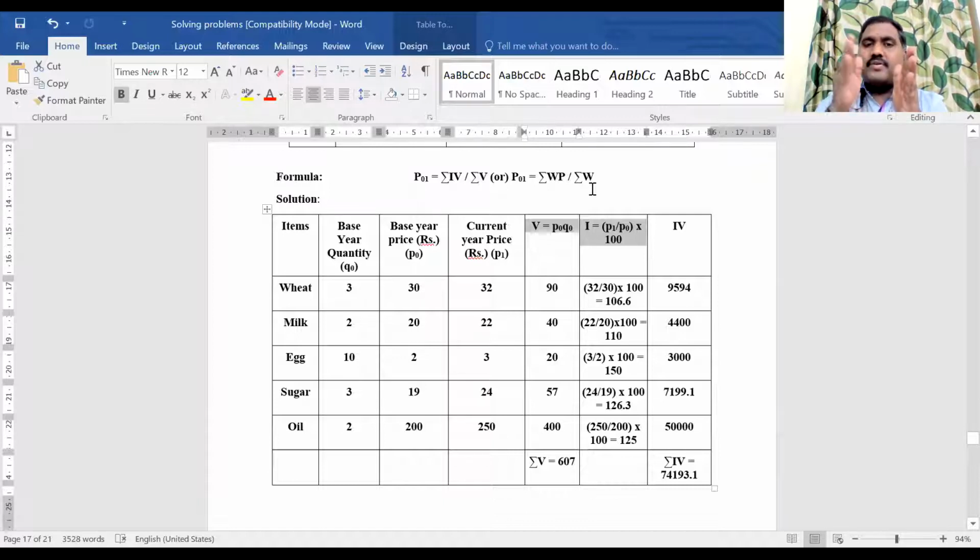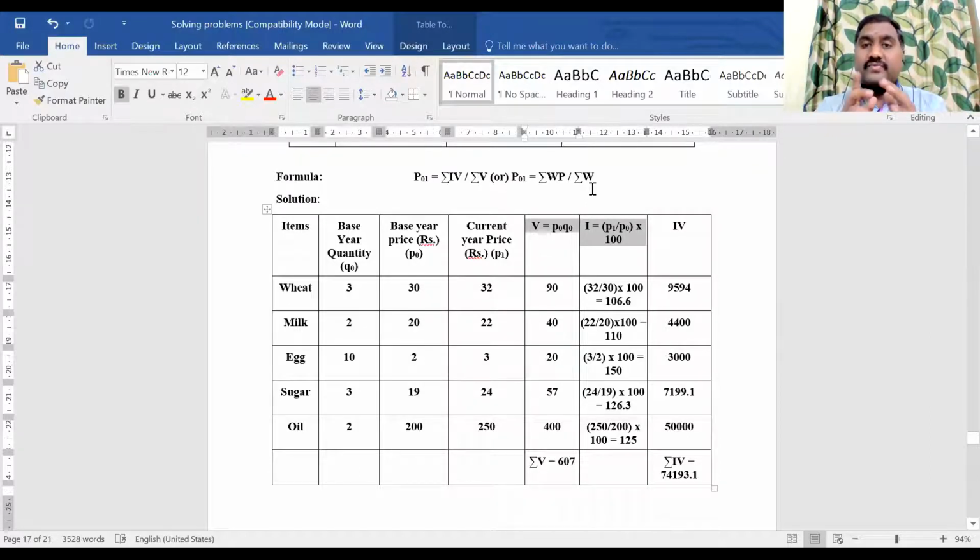And then the same P1, P0, P1 is given. You can calculate the I: P1 by P0 into 100, that is equal to I value. And the V value, that is called W, okay? I or V. You have to find out the V value, P0 into Q0. Already I is given. So in that case, you have to use the summation IV by summation V formula.